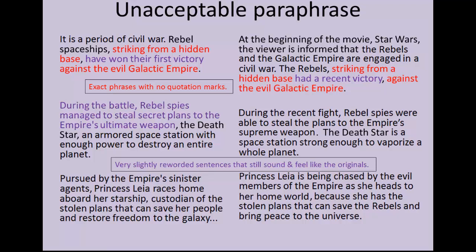During the battle, rebel spies managed to steal secret plans to the Empire's ultimate weapon. During the recent fight, rebel spies were able to steal the plans to the Empire's supreme weapon. You know, ultimate, supreme, there's not a lot of difference there. The Death Star we see is an armored space station with enough power to destroy an entire planet, and I said that the Death Star is a space station strong enough to vaporize a whole planet. Yeah, close enough. Sounds the same.